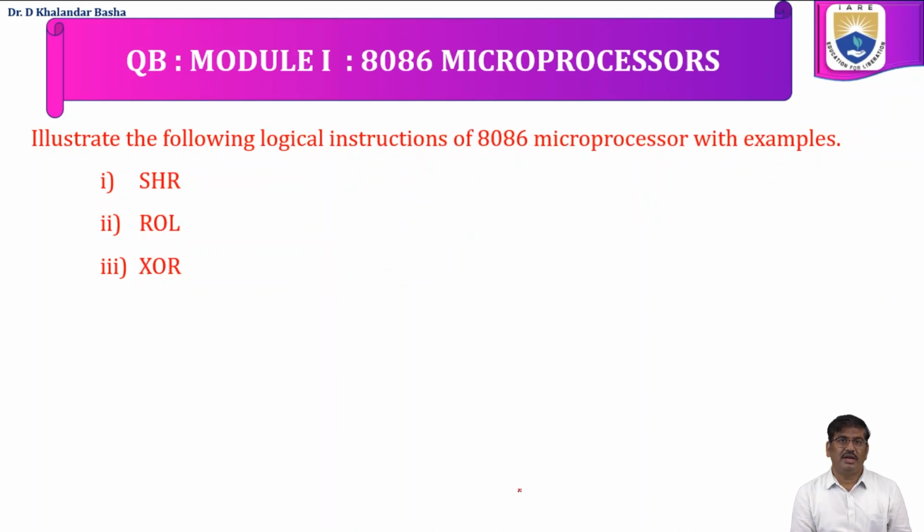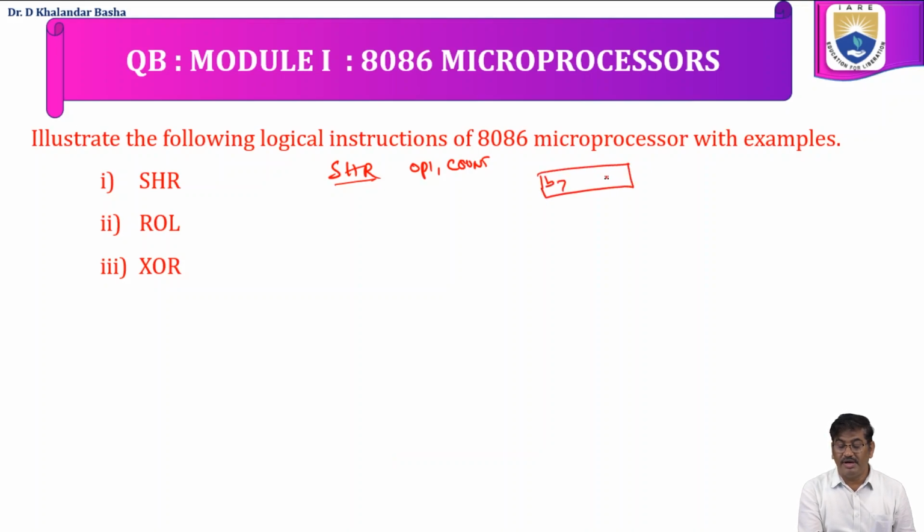Illustrate the following logical instructions of 8086 processor with example. SHR, which is logical shift right instruction. The syntax of the instruction is SHR operand 1, count, where operand 1 is the content which we want to shift, and count will specify how many bits we want to shift.